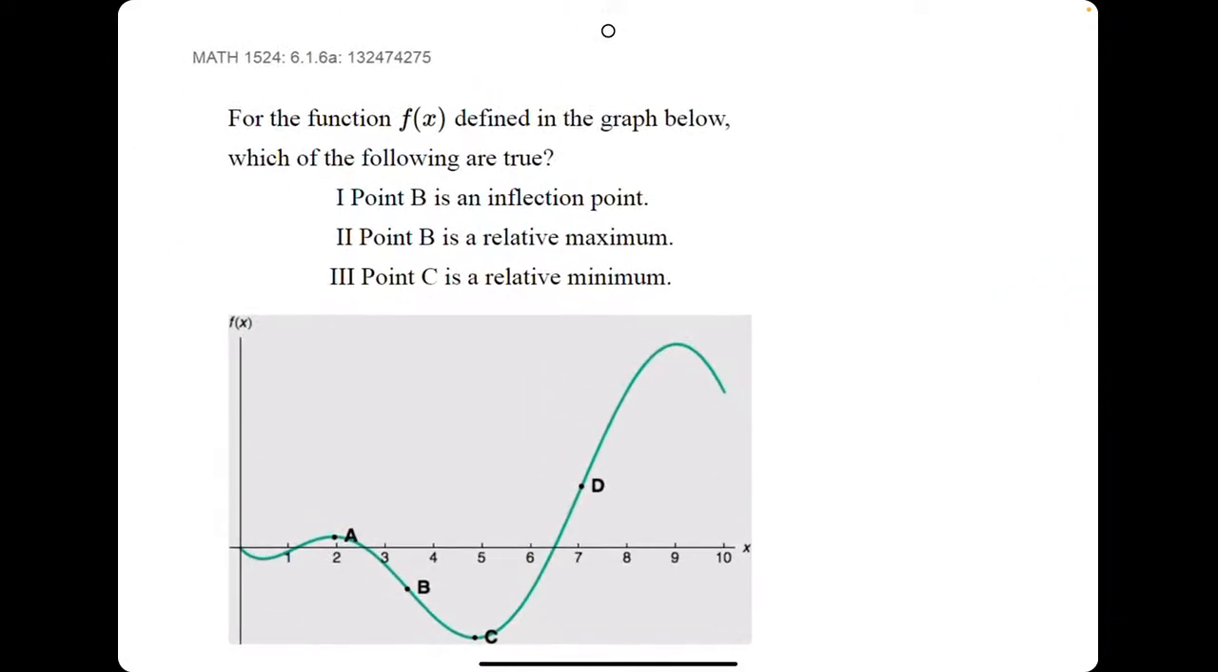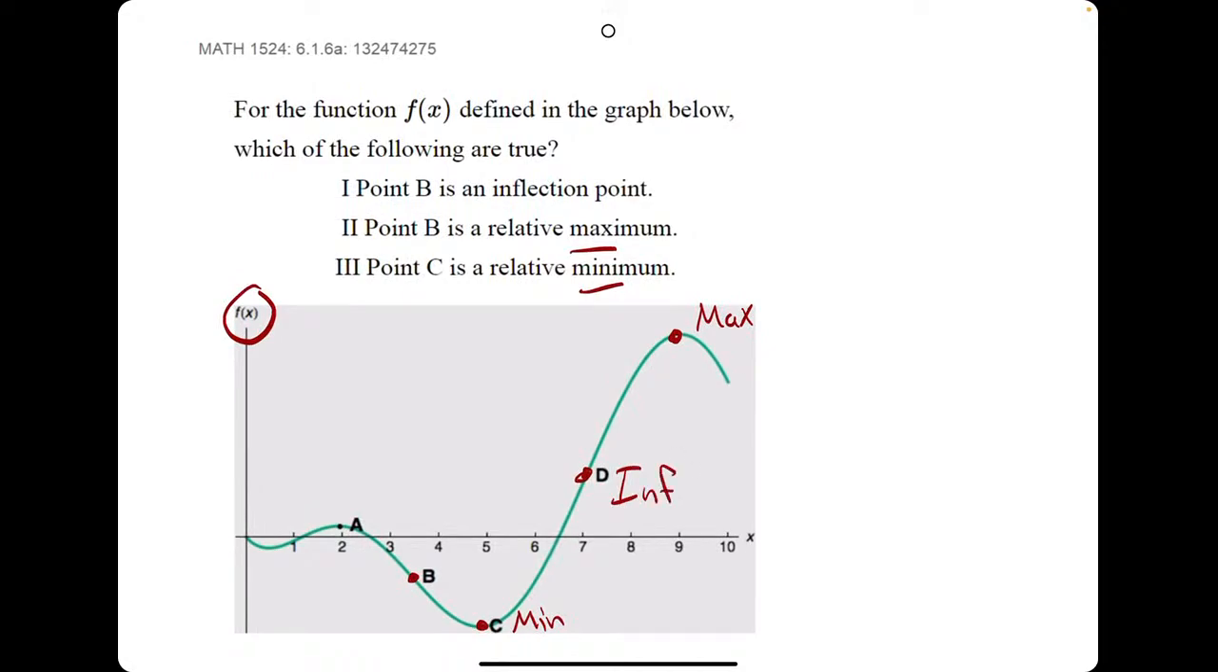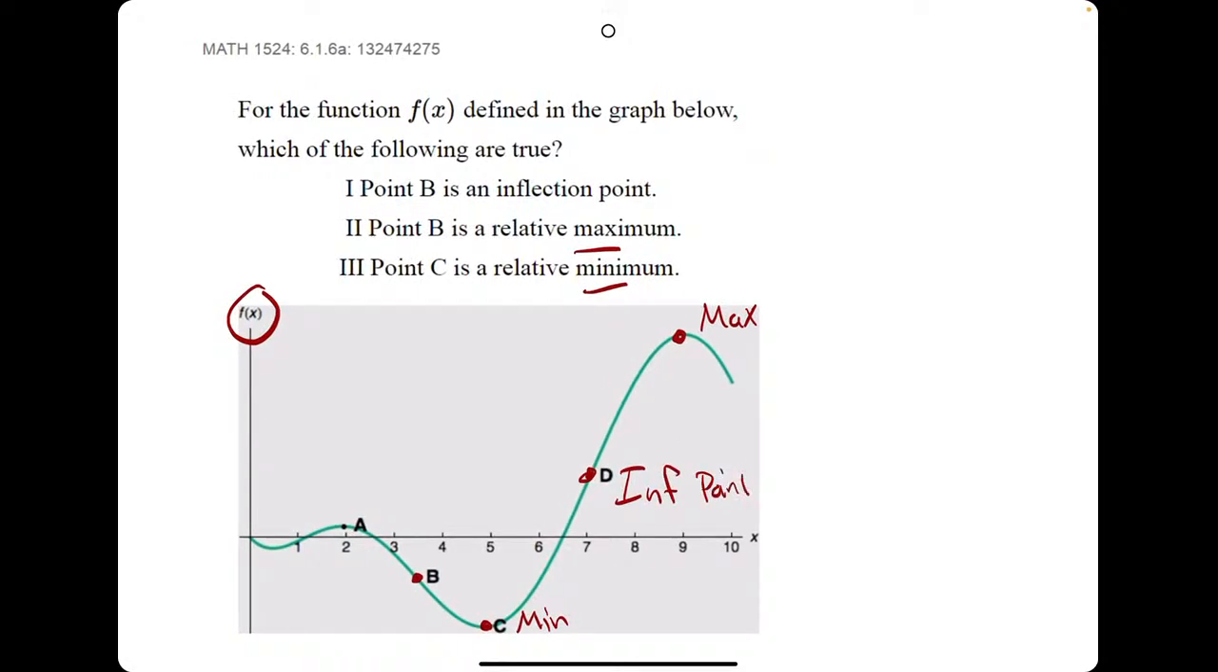All right. So in this problem, we're given f of x. And so whenever they mention relative max, relative min, they are literally talking about high points for a max and low points for a min. And another tidbit is any of the points that are in between maxes or mins will really be inflection points every time. So you can just assume that any of these in-between points are inflection points.